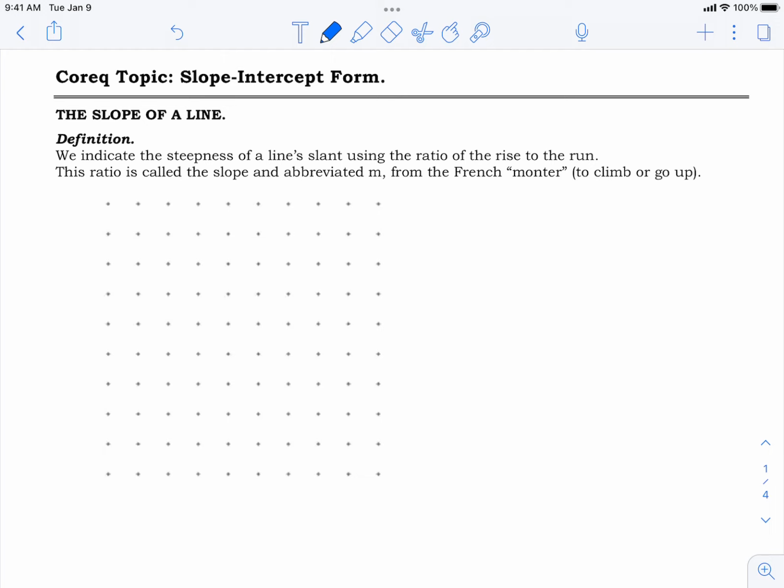Okay, so let me draw some kind of a line in here. I got this grid here. I'll just draw a line anywhere. How about if I do something like this? This is a line, right? Sure, that's a line. We'll talk about this line right here. So the idea is you should be able to take any 2 points on the line. How about that one? And then let's find another point on the line. How about that one? Take any 2 points on the line.